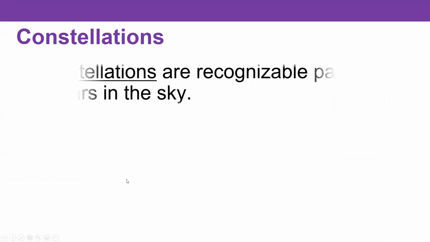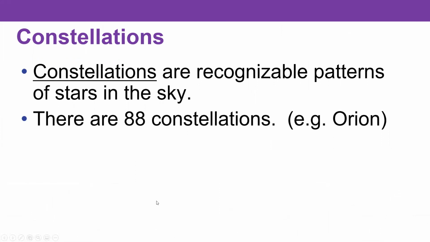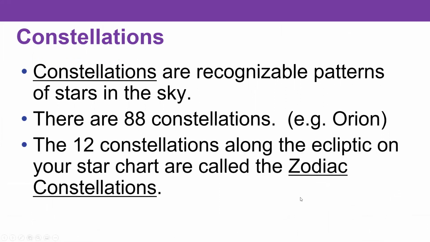So in summary, constellations are simply just recognizable patterns of stars on the celestial sphere that we find in the night sky. There's a total of 88 constellations. Orion is just one of those. 12 of those 88 are located along the ecliptic, and those are called zodiac constellations.